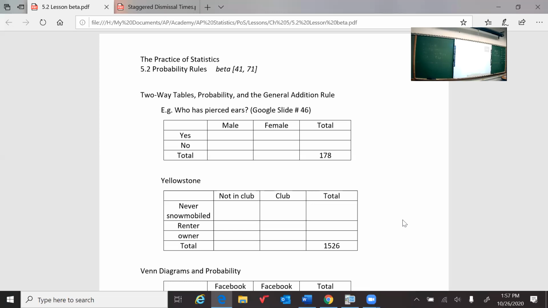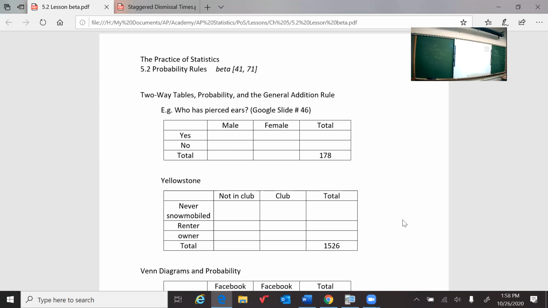Your job, like we're doing now, we're asking you to go from the two-way table to a Venn diagram, because you're really going to be asked to go the other way around. So I look at the questions. What's the probability of B? So B in this context is pierced ear. The sum of the pierced ear row is 103 out of 178. Success over total.